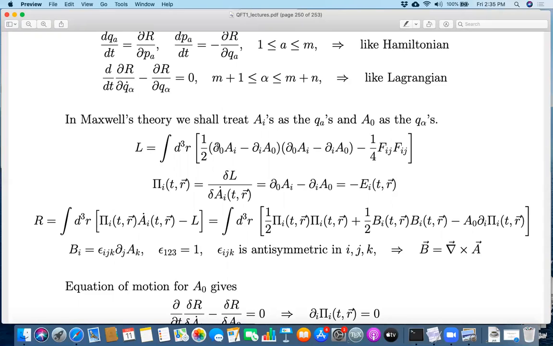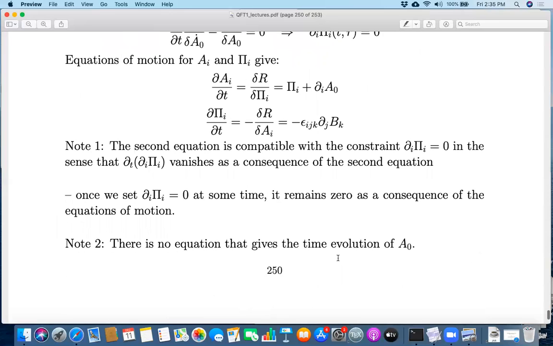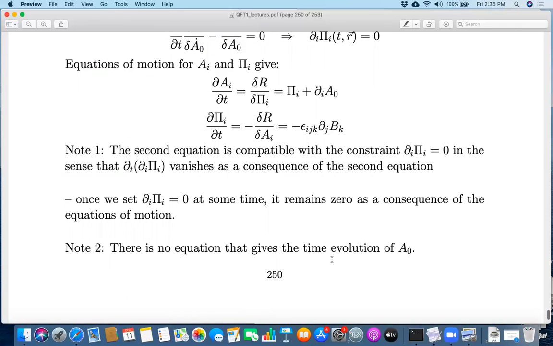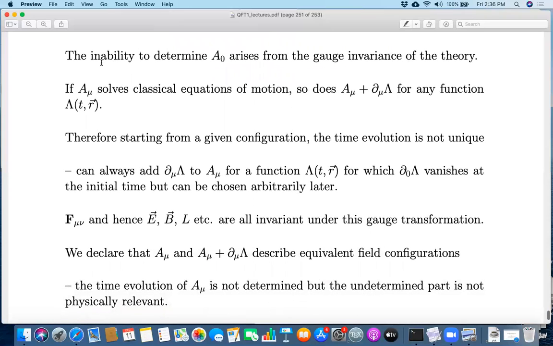At the level of the Lagrangian, you can proceed without fixing any gauge. But this feature is precisely reflecting that fact. The fact that the time evolution of A0 is not determined is precisely because of the gauge freedom. And this is what we are going to discuss now. Is this okay? So far you have not said anything about which gauge you are working in. In fact, we have not fixed any gauge so far. Any other question? Okay, so this is the point about gauge freedom. Basically, the inability to determine A0 arises from the gauge invariance of the theory.